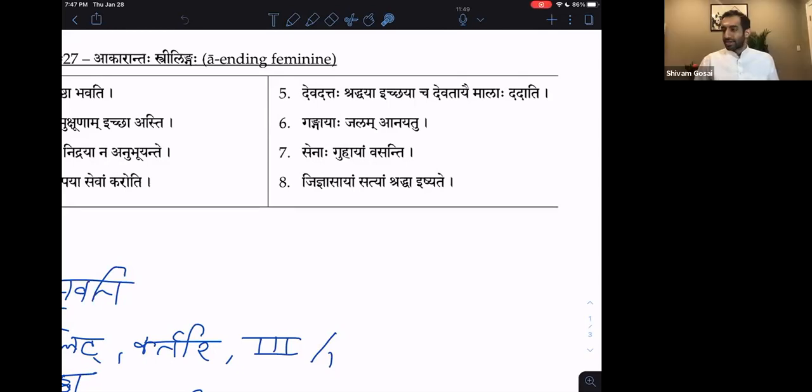So then sixth case. So senaha vasanti. So vasanti means to stay. Right? Who stays? Senaha. Sena means army. This can be pratama vibhakti, bahuvachanam. Right? So the armies stay. Where do the armies stay? They stay guhayam. That's seventh case of guha. This is adhikarane saptami to vasanti.